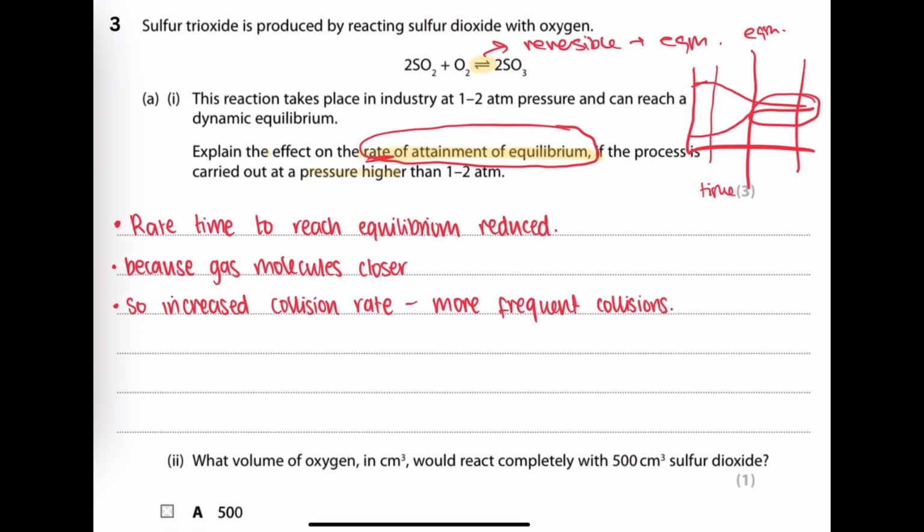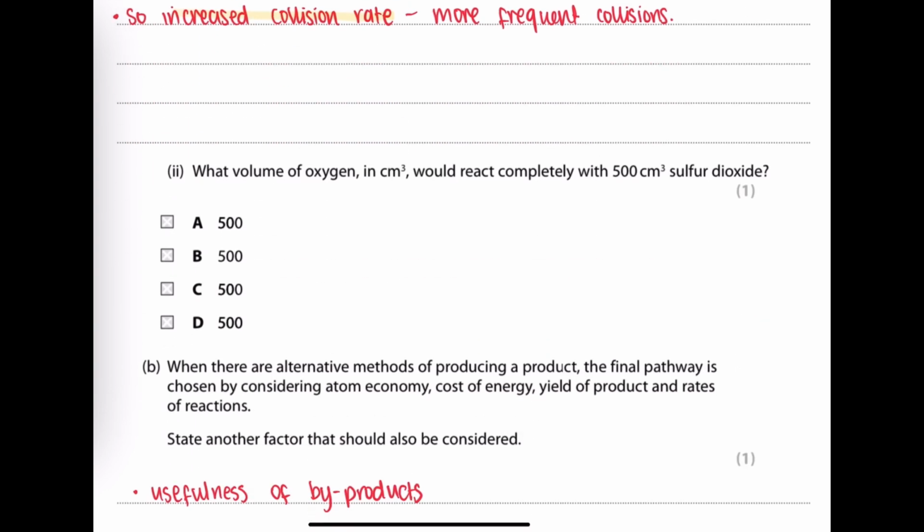So we know that because pressure increases, this is the same as any normal reaction, whether it's in an equilibrium or not. We know that the time to reach equilibrium will definitely be reduced. This is because the gas molecules are much closer, it's much more concentrated, there is more of them. So this increases the collision rate, meaning there are more frequent collisions between these 2 particles, between sulfur dioxide and oxygen. Therefore, they're more likely to meet, so they're more likely to actually initiate a reaction.